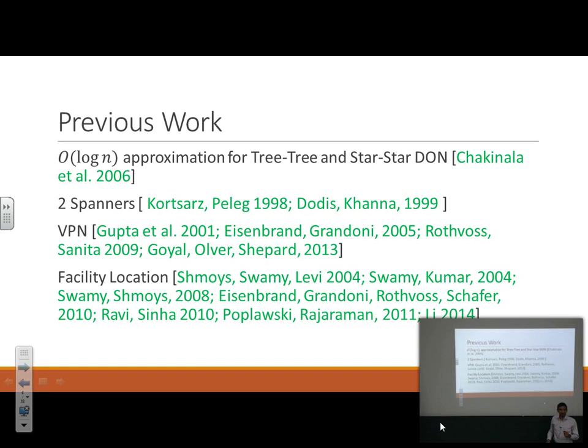No? Try again. Metric problem. You've got a graph with costs on the edges. I'm trying to build a network. The cost is the sum of the cost. Tree embeddings, right, yeah. So FRT gives that.